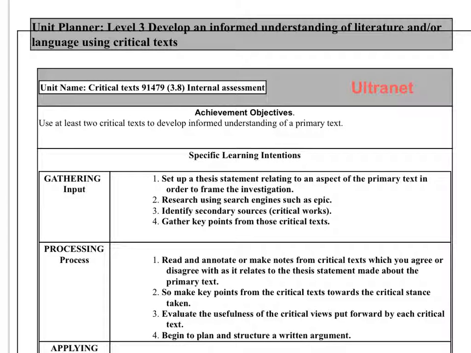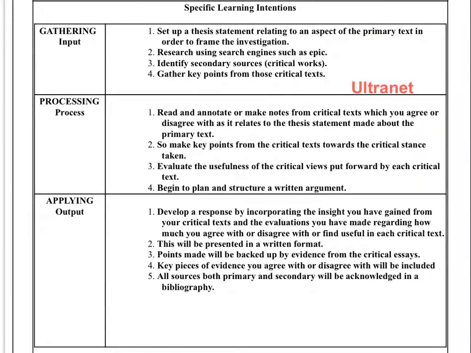This Explain Everything is designed to help you find resources to use in your literature critical text standard. This first page is an overview of what you need to do to gather information, to process that information, and then apply that information. This page is on Ultranet.